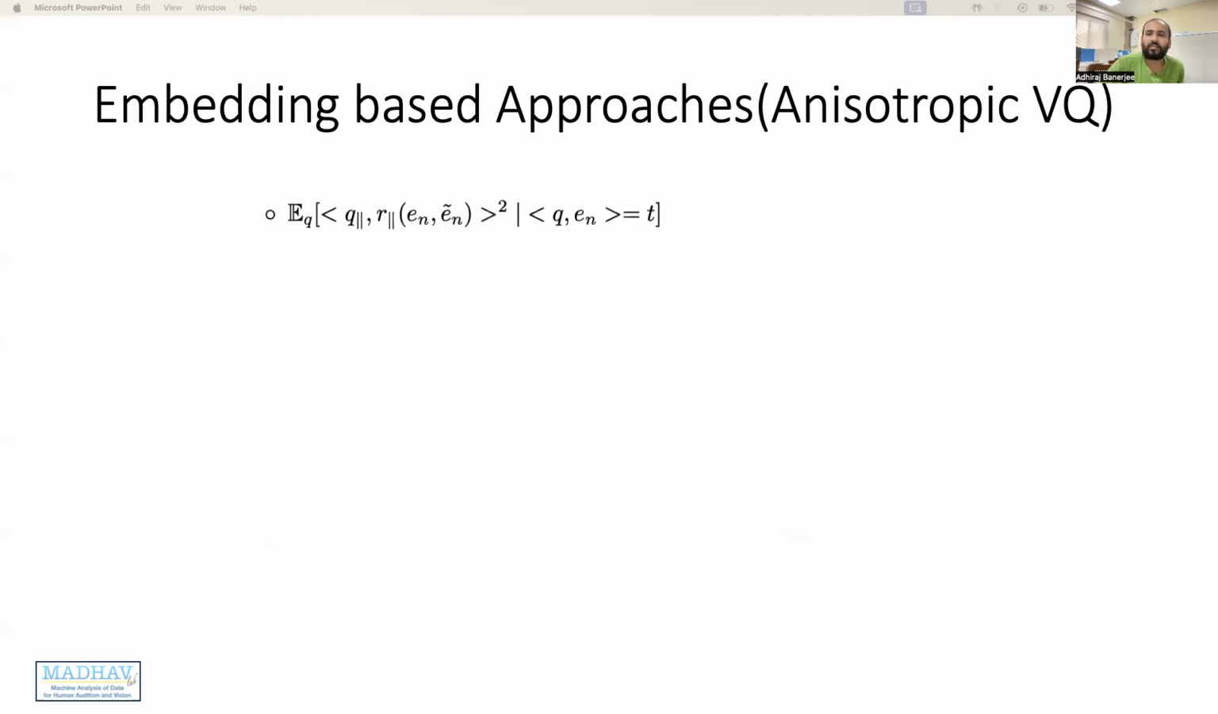Let's calculate the expectation of the squared inner product of the parallel components of the query and residual. Note, this squared inner product is only the product of the squared norms of the parallel components of the query and residual. We now need to calculate the expectation of the squared norm of the parallel components of query.